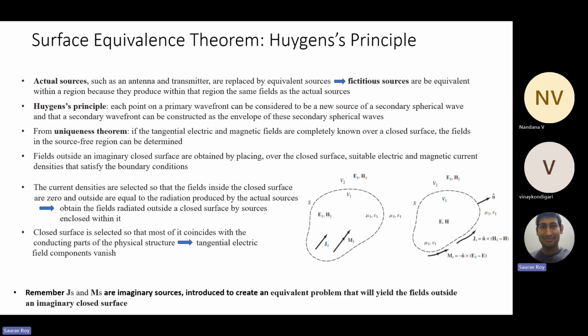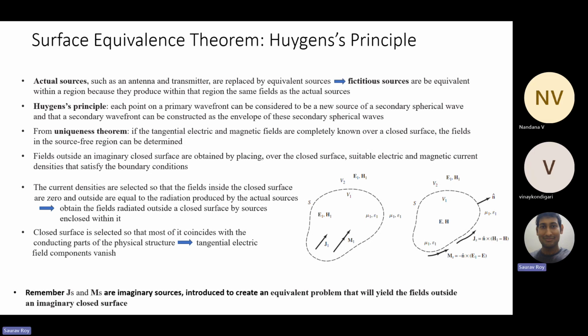This imaginary problem says that on this surface S, we should create some equivalent sources so that they generate the same fields E1 and H1 as if there was no surface, only J and M were there, and you had to calculate from J and M, solve the Maxwell equations and get E1 and H1. So this equivalence theorem says that you should have an equivalent problem that gives you E1 and H1 outside.